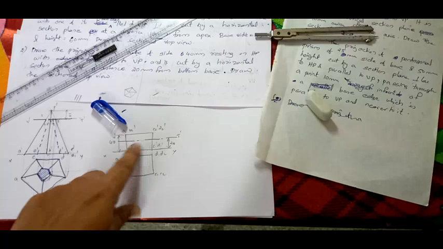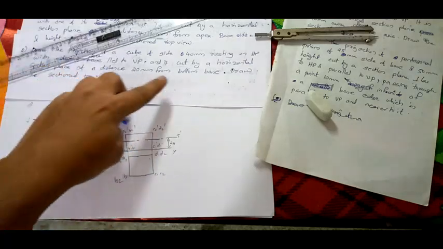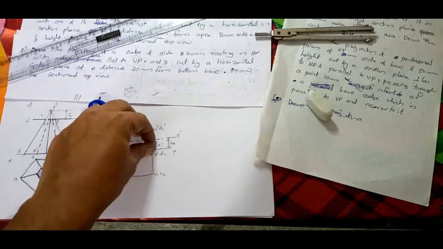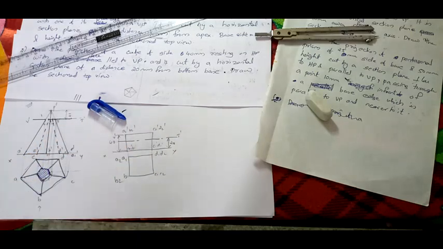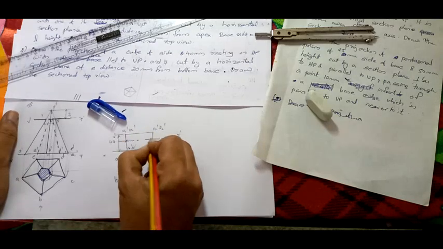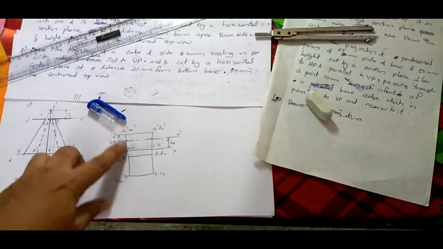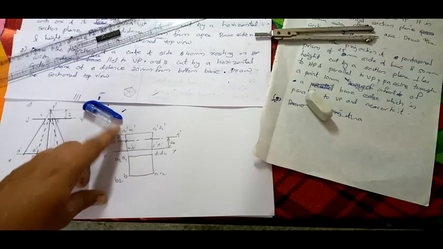That is similar to the axis line. So 20 mm from the bottom base means this will be your bottom base. From here, from the XY line, you have to take 20 mm and draw a line parallel to the XY line. Now, how to find the section view? See, it is cutting here and here. Very simple. Here it is cutting on A1 dash A2 dash and B1 dash B2 dash, right?